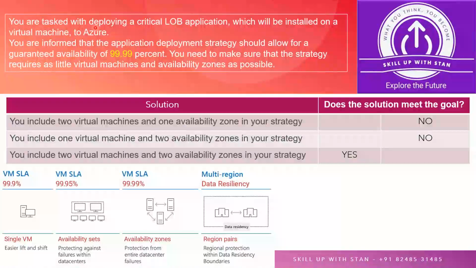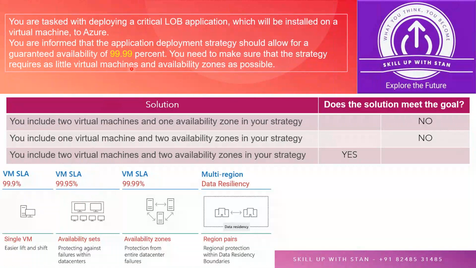So next question is, you are tasked with deploying a critical line of business application which will be installed on a virtual machine to Azure. So customer has informed you that their application needs 99.99% availability. See, 99.99% availability can be achieved only when you have virtual machines across different data centers. So availability zone is data center in Azure concept. Availability set is a different rack in Azure concept. And if you're running one virtual machine, you will get only 99.90 SLA, service level agreement. But if you're running two virtual machines in two different racks, you will get 99.95.